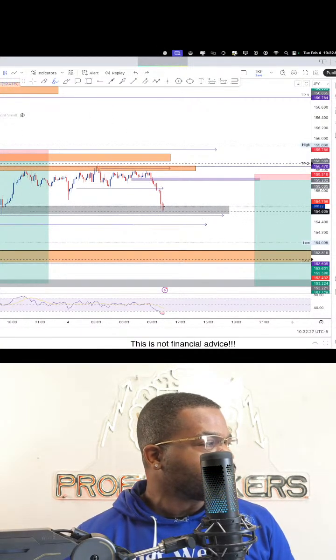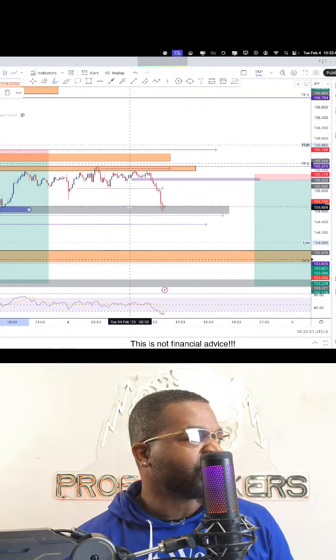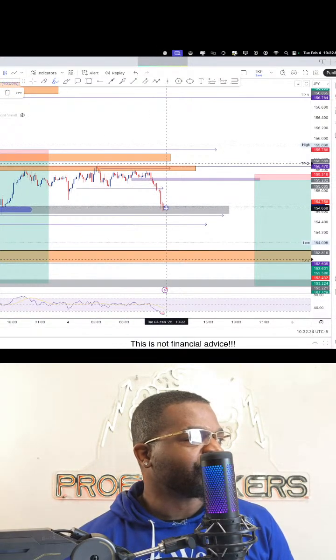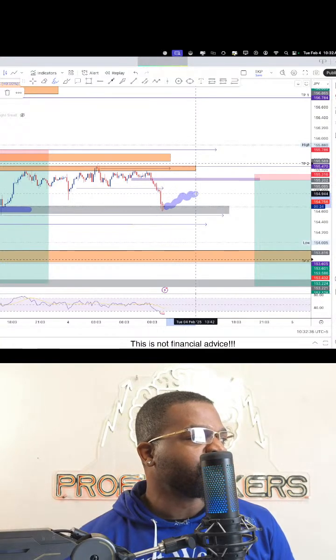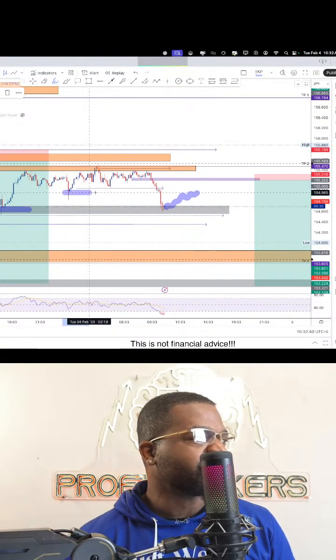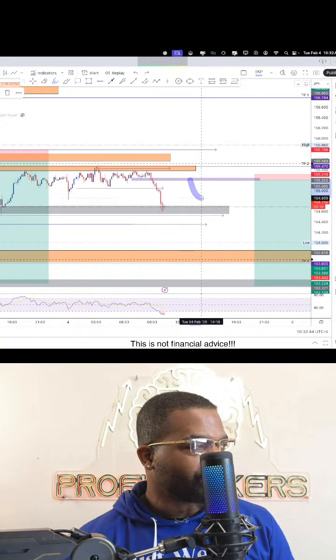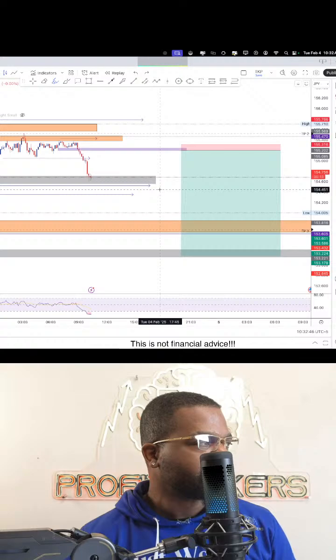From here, what I'm testing to see is if this area would be a valid area of support, and if we could get maybe a short-term pullback on USD JPY to retest either this level or this one here before this downtrend continues.